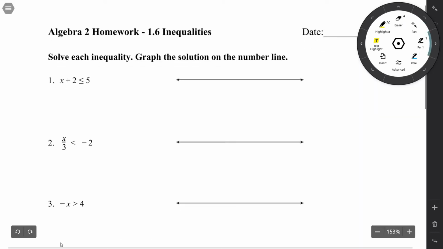Number one, pretty straightforward here. We would just want to subtract 2 from each side. We get x is less than or equal to 3, and we want to graph that. Label 3. This is a filled in circle because it's less than or equal to, and if x is less than, then we're going this way.